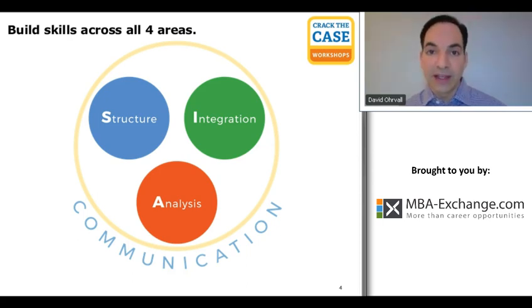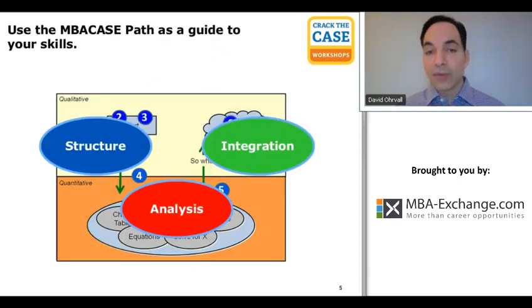Communication surrounds everything. This is not a written test only, it's an oral test, and you've got to get very good at communicating succinctly, and we're going to talk about that in a minute, throughout every aspect of the case. You'll also have 3 big areas that you'll want to show off: structure, analysis, and integration. We're going to lay those 4 things, specifically the last 3, right on top of what we call the MBA Case Path. This is a very easy to understand path, stepping you through what you'll need to show and what you'll be doing during a typical 30-minute case interview.